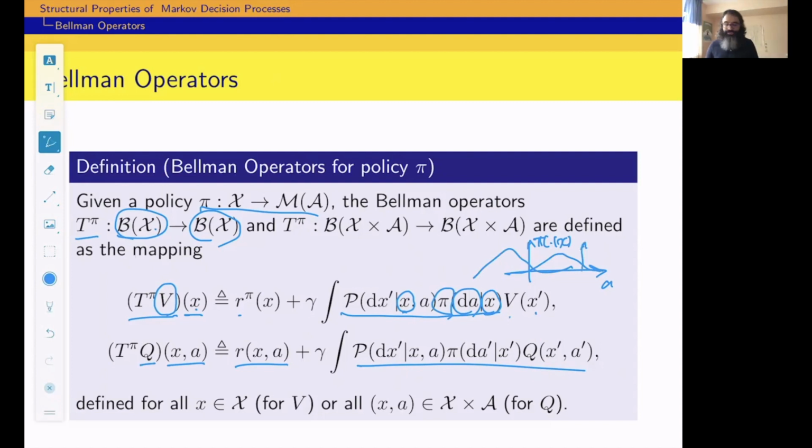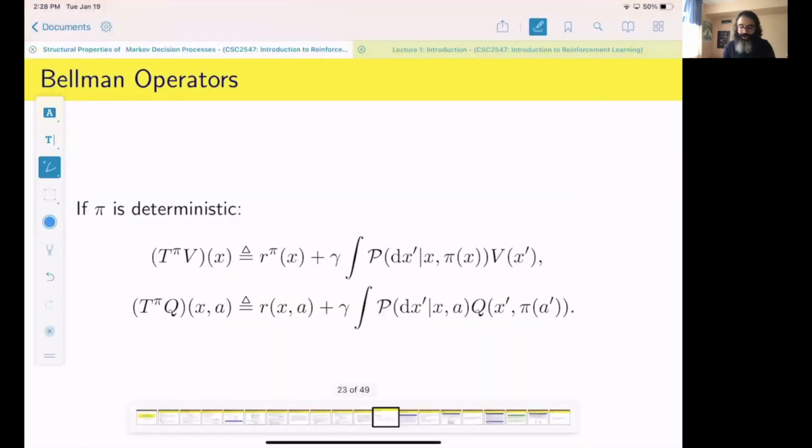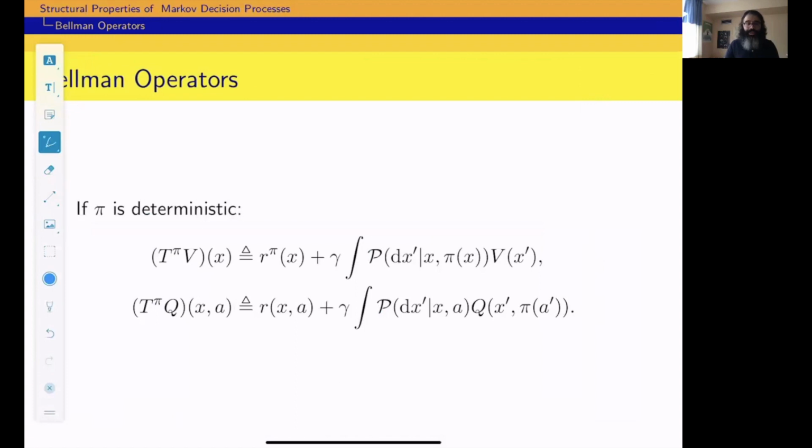Okay, that's good. It's good to make sure these are not becoming confusing later. So this is the operator, it takes V to another V or Q to another Q. And if its pi is deterministic, we have the same thing, but we don't have integration over pi. Here, for choice of action, we just choose action according to pi of X. For Q at the next state, we have the choice of action.